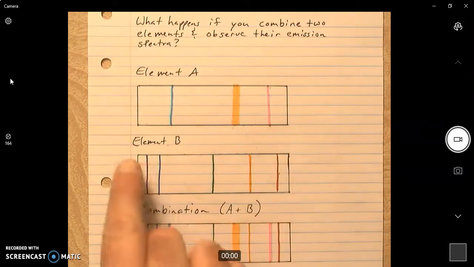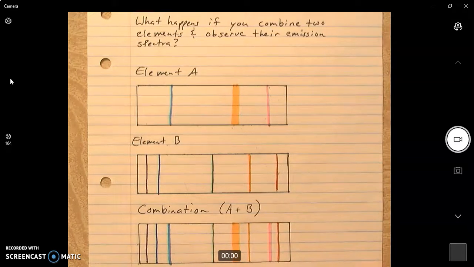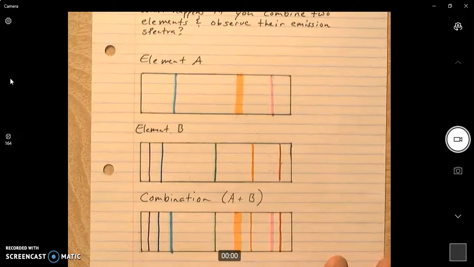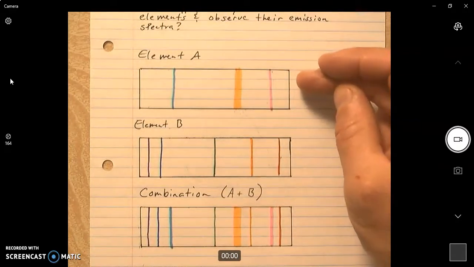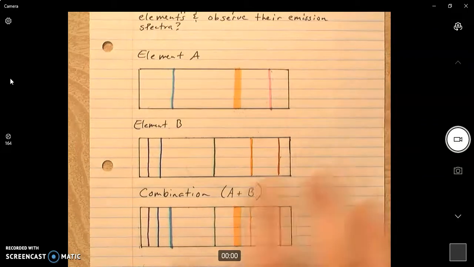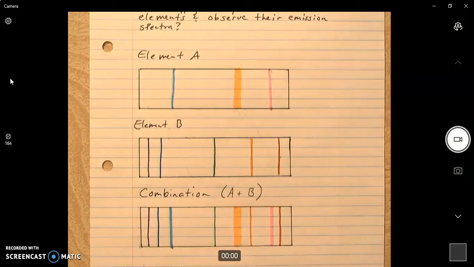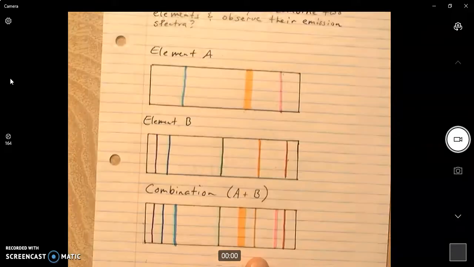Okay? Element B, same thing, by itself, would have these 5 lines. What the combination, if we put both of those together, what we would end up with is a superimposing and overlapping of element B spectrum over element A. So imagine that these were on a piece of transparent plastic, and we could take this one and set it right on top of that one. The result would be this down below.